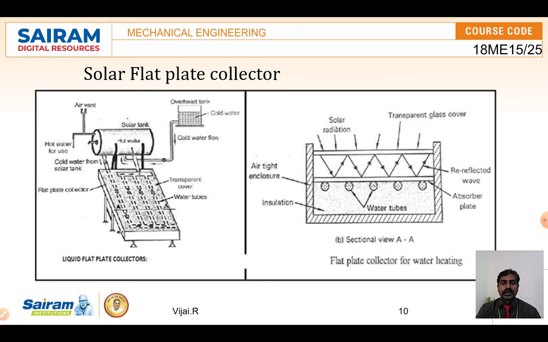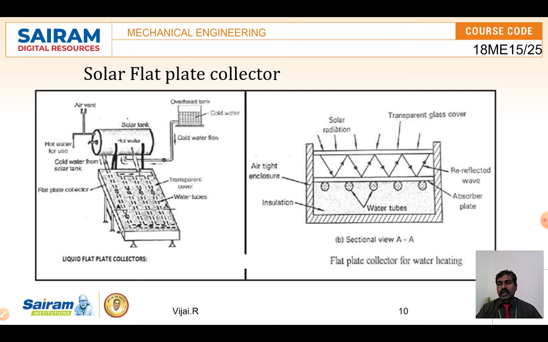In the top layer, the transparent glass permits the solar radiation inside, and at the bottom of this absorber plate is absorbing the heat. Below that, the water pipes are going. So the water pipes are getting heated up because of the absorber plate. It gets the heat directly from the sun, and it becomes hot water, and it is filled in the solar tank.